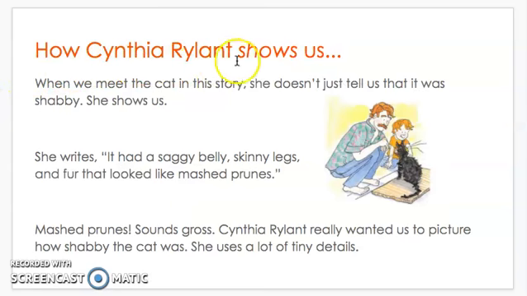So how does Cynthia Rylant show us? When we meet the cat in this story, she doesn't just tell us that it was shabby, she shows us. She writes, "It had a saggy belly, skinny legs, and fur that looked like mashed prunes." Mashed prunes sounds gross. Cynthia Rylant really wanted us to picture how shabby the cat was. She uses a lot of tiny details.